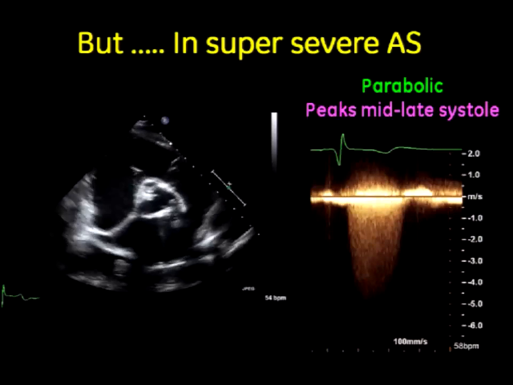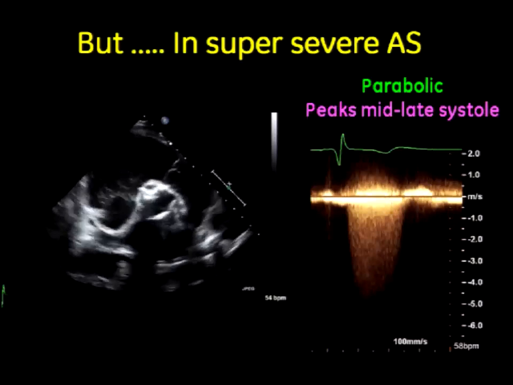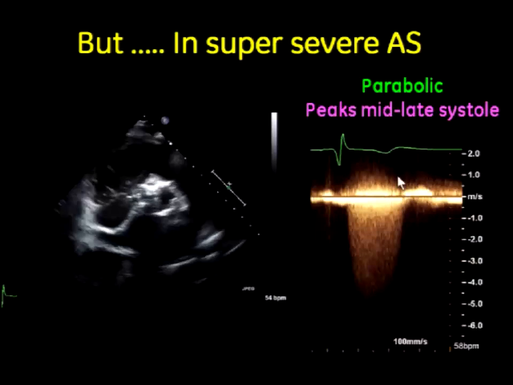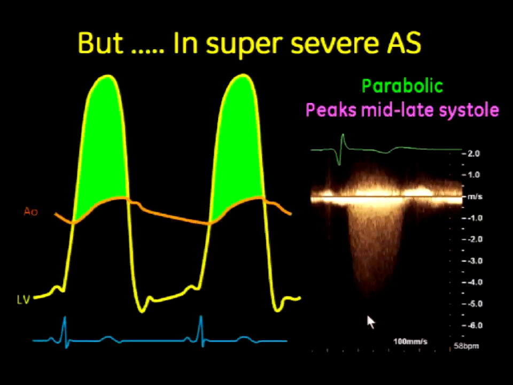Likewise, in patients who have super severe aortic valve stenosis, instead of having a V-shaped signal, they can have more of a parabolic shaped signal which can peak more towards mid-systole. And again, this is because when we have very severe aortic stenosis, we get this flattening appearance of our pressure waveform in the aorta, and as a result we can appreciate that the pressure gradient is maintained relatively high throughout the whole of the systolic period, and as a result we get this more parabolic shaped signal as shown here.